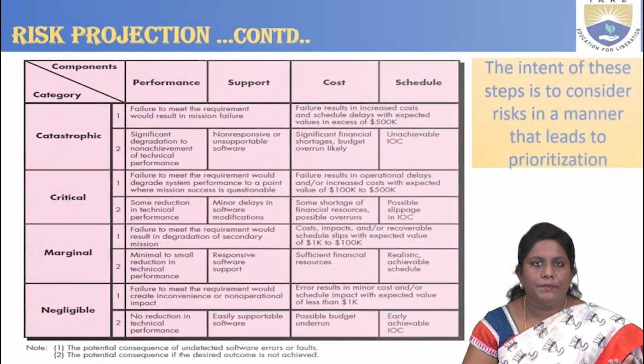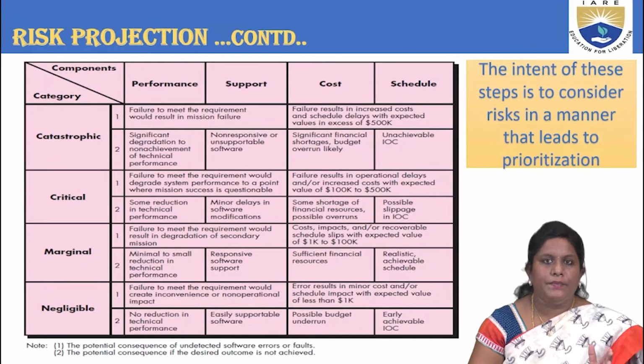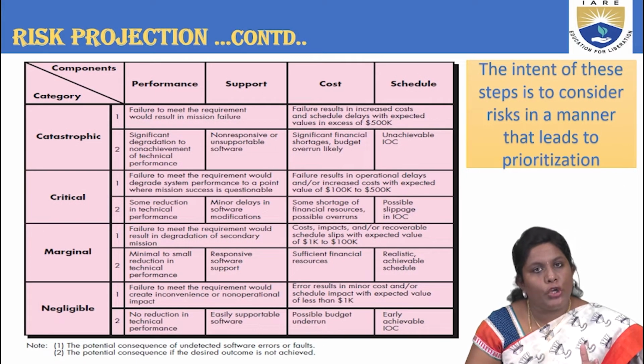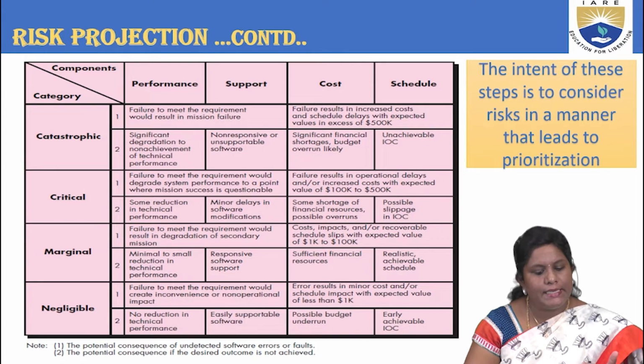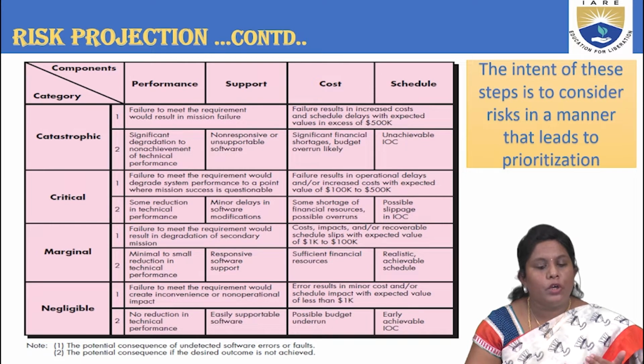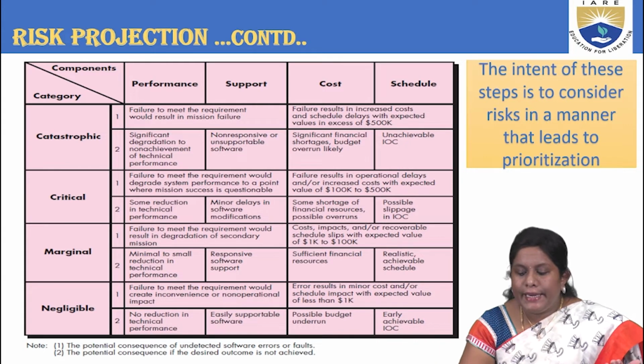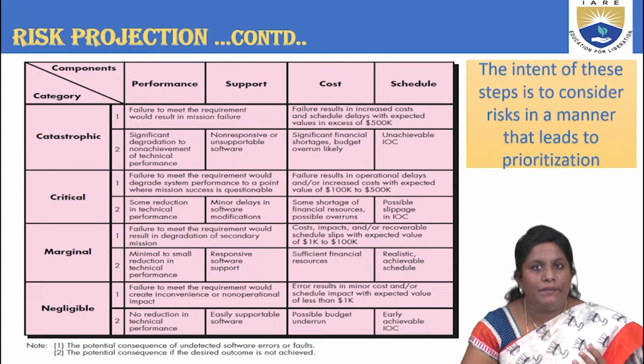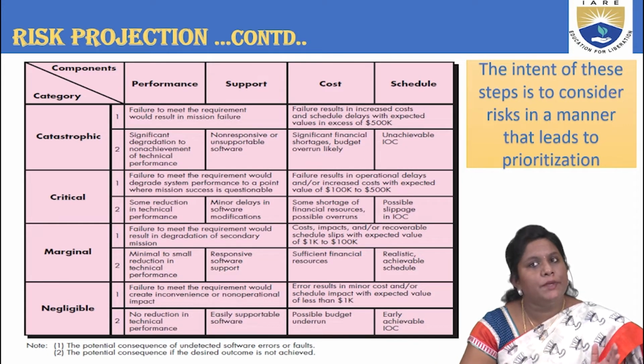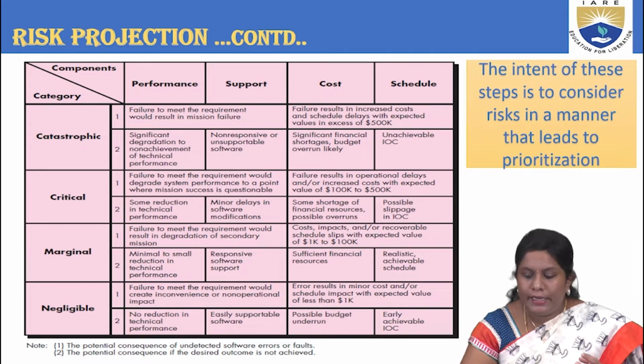So moving further, we have a table that is talking about the different categories that you can talk about the risk and what are the components that are associated with this particular risk projection. So what do we call this as? The intent of these steps, whatever have been stated in this particular diagram, is trying to consider risks in a manner that leads to prioritization.